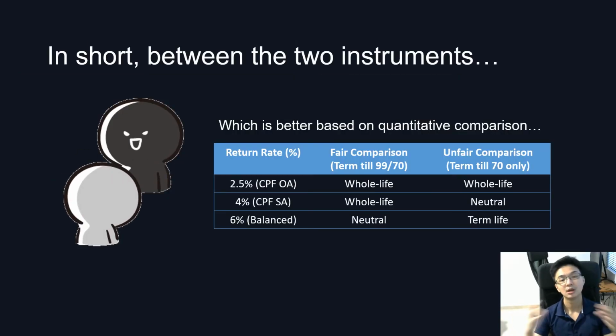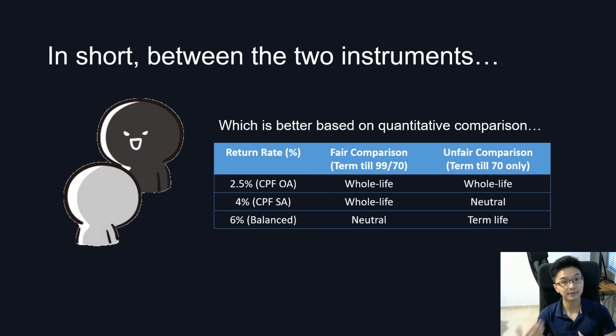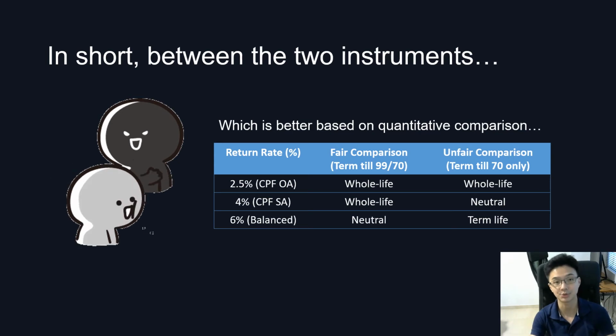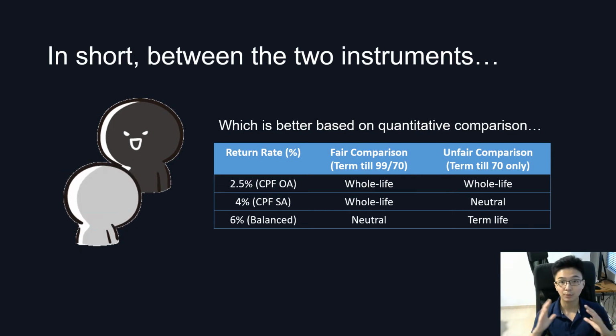In short, based on an apple-to-apple comparison, as well as an unfair comparison that most of us are used to, we are able to tell which instrument class is better quantitatively, based on the following return rate assumptions. If we are looking at a 2.5% return rate, the use of whole life plans is better for both the fair and the unfair comparison.